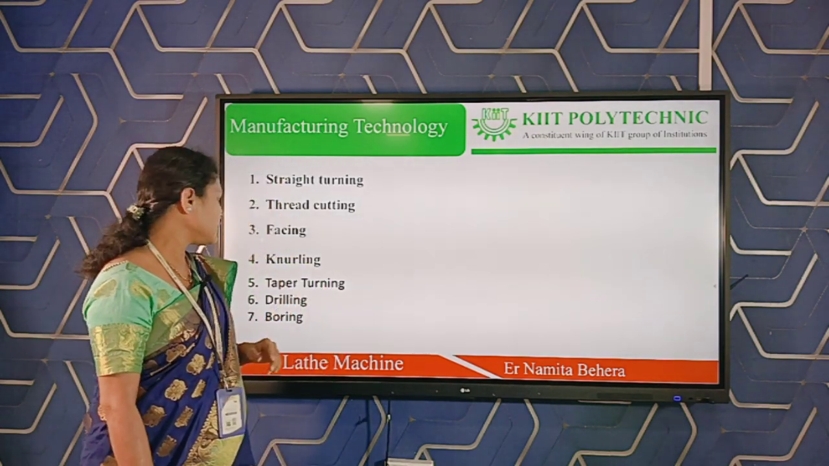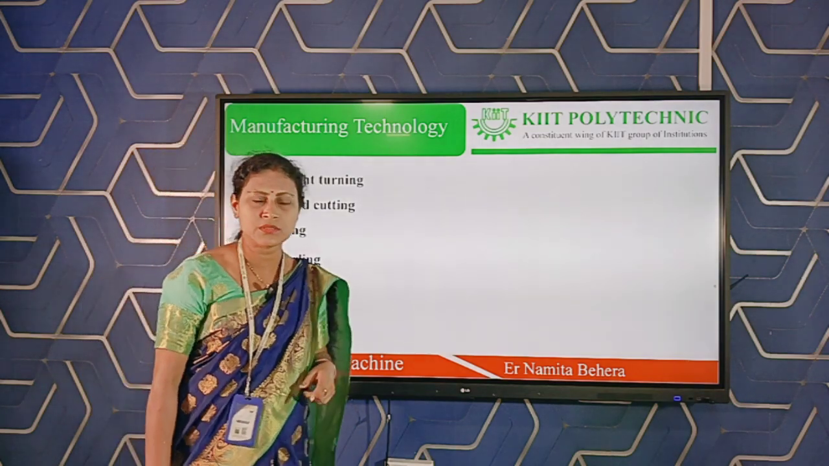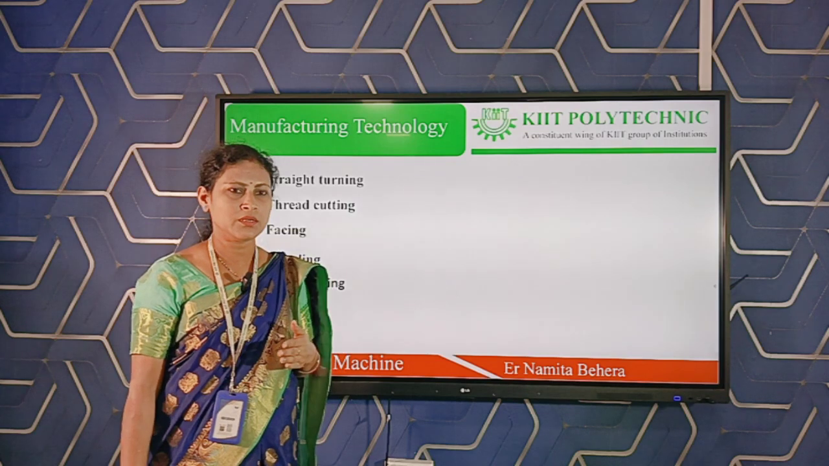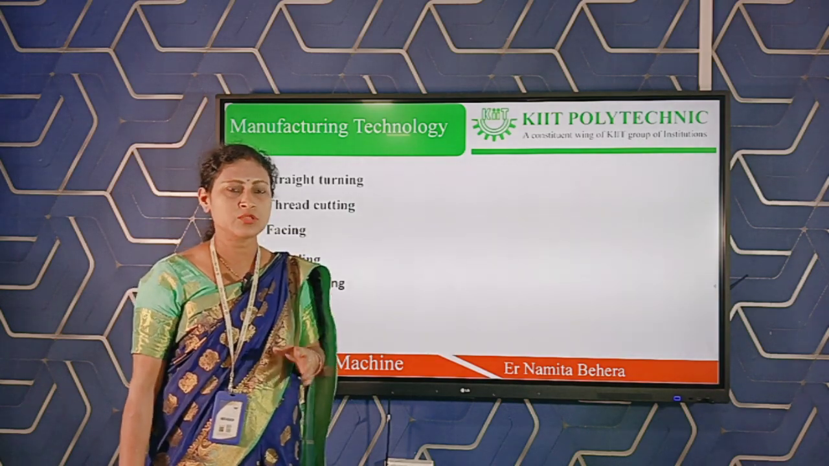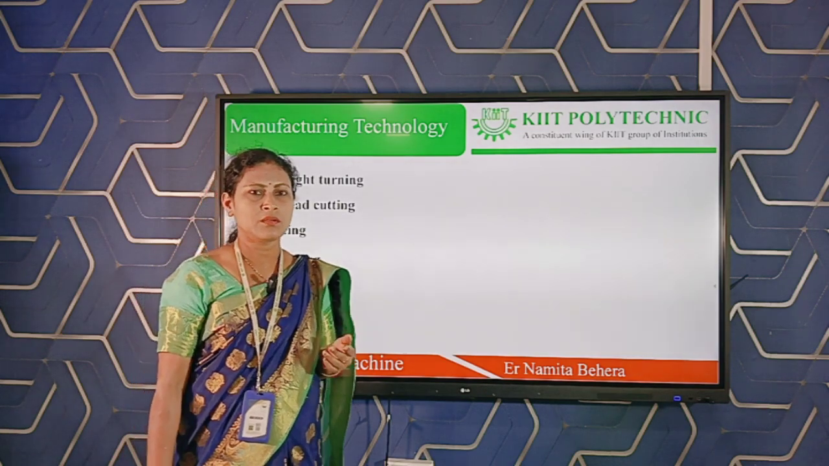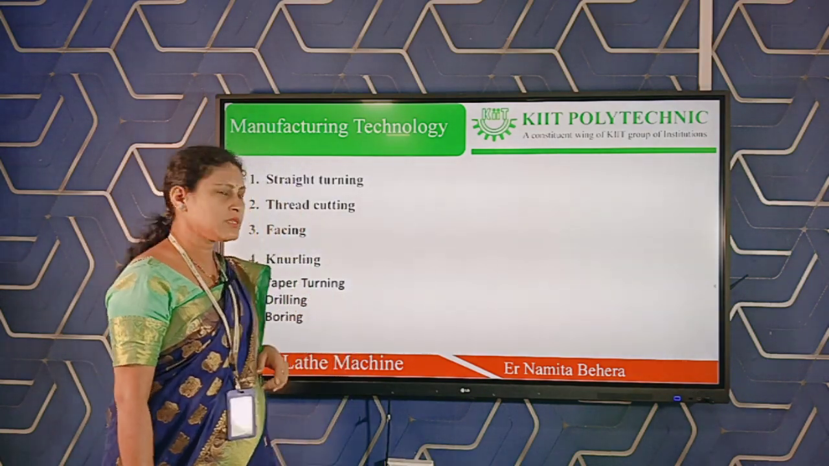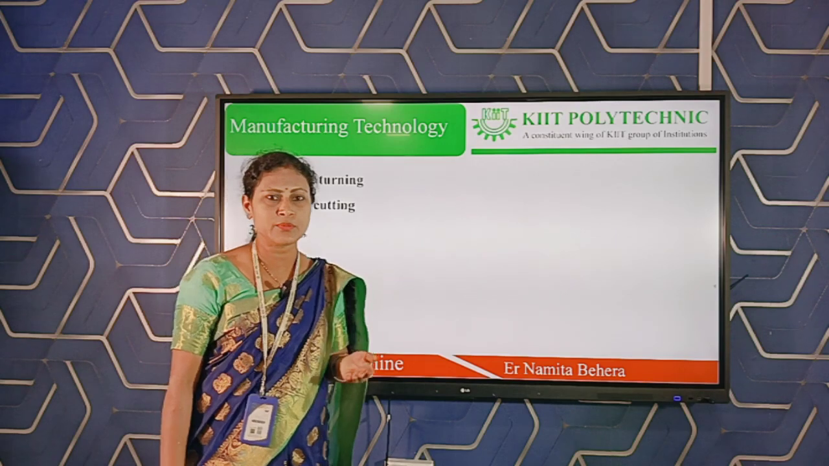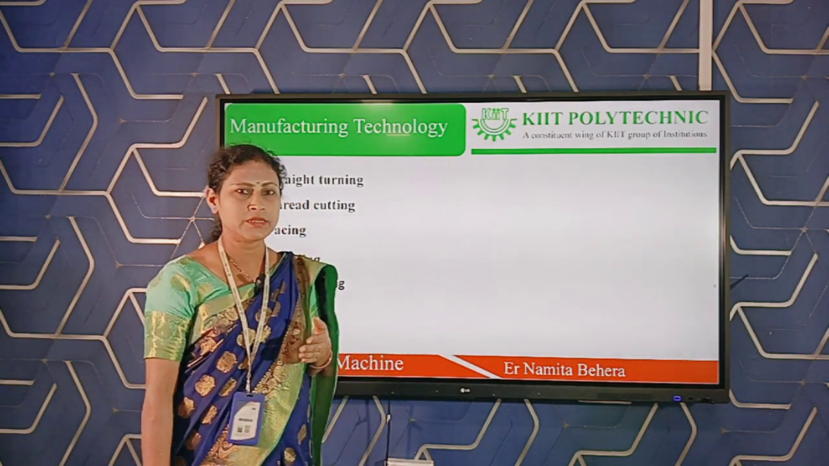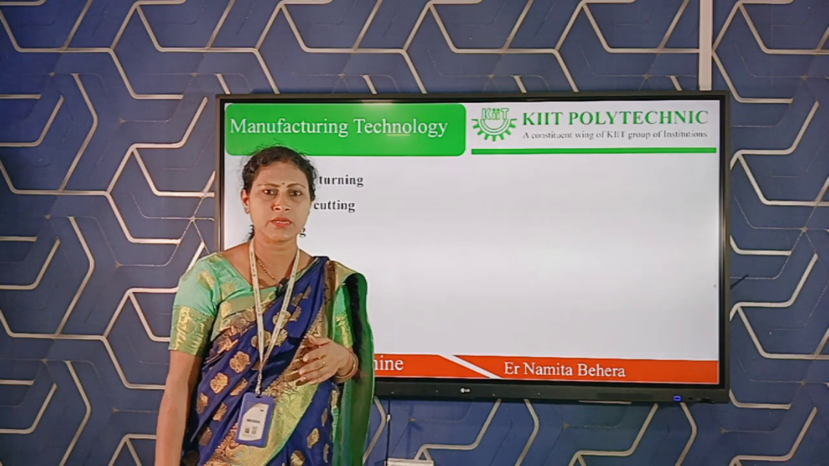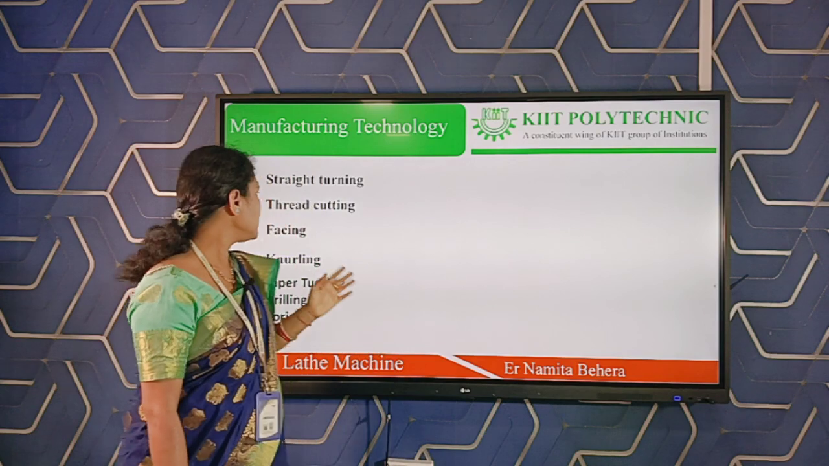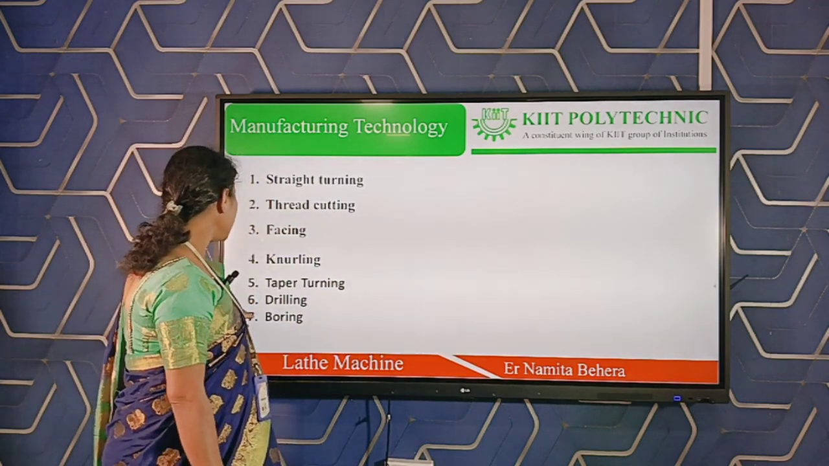Then drilling. Drilling is that type of operation which produces a cylindrical hole in the workpiece. What is boring? Boring is that type of operation which enlarges the cylindrical hole which is produced by drilling, punching, or casting. So these are the operations required in the lathe machine.